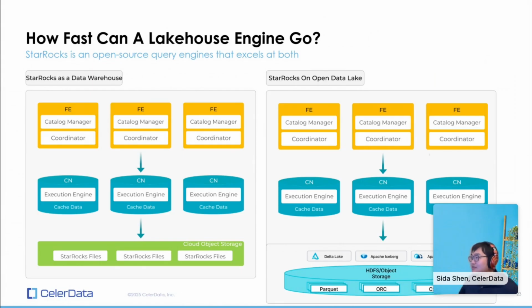And on the right is StarRocks as an open lakehouse architecture. Instead of using its own storage engine, it's using Apache Iceberg-like table formats and open file formats such as Parquet and ORC to swap out the StarRocks storage engine. And let's see the difference in performance between the two.